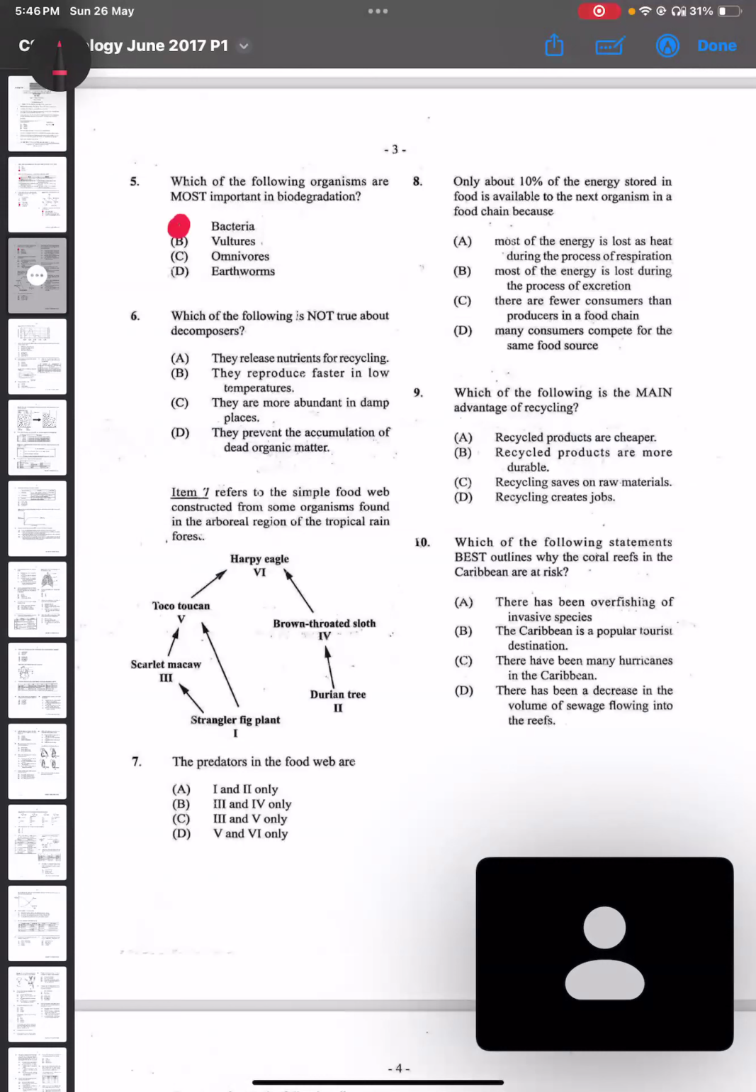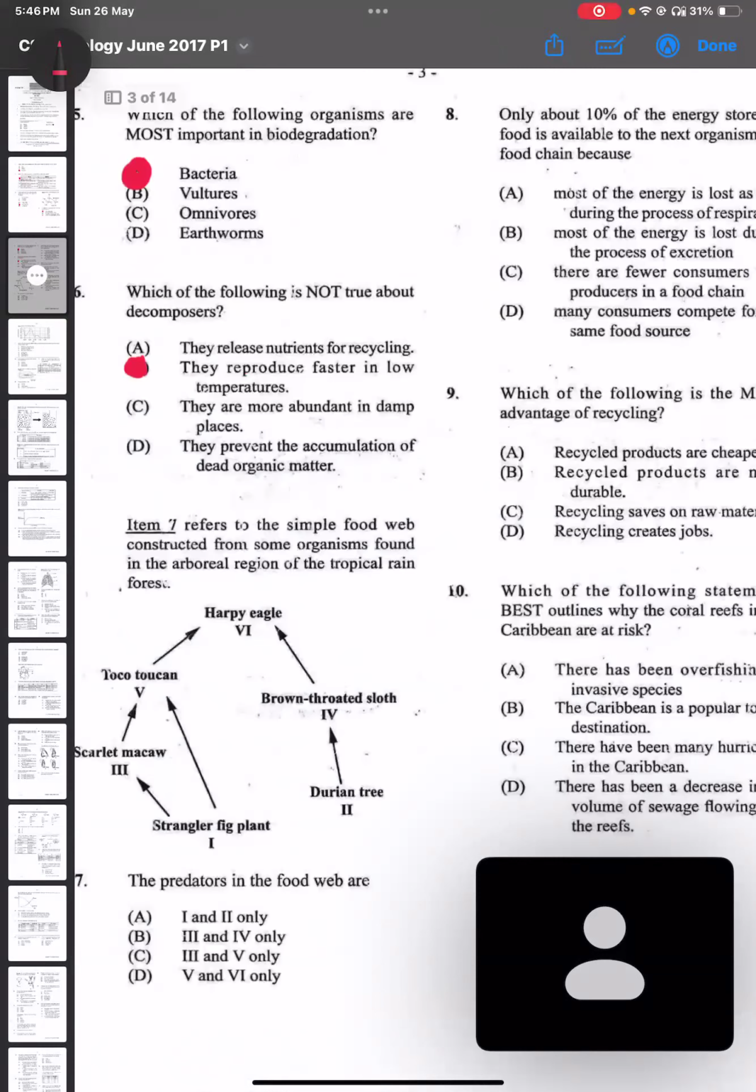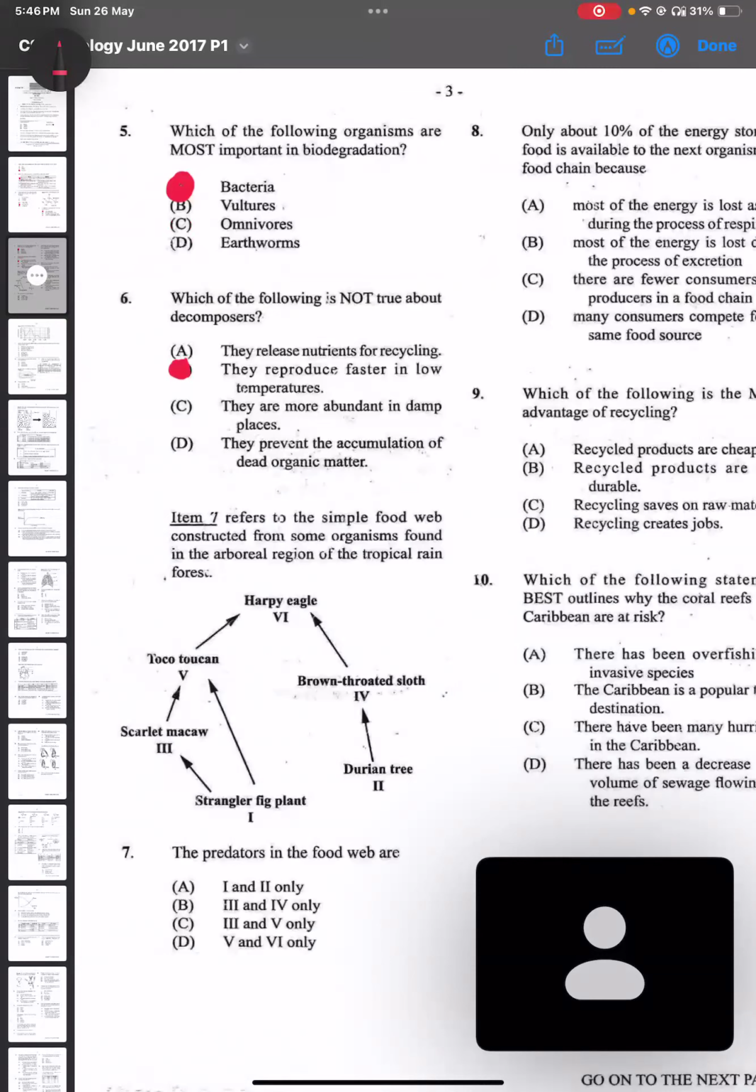For number 6, which of the following is not true about decomposers? They reproduce faster in low temperatures. That is why you put food or other substances in the fridge to keep them for longer, because it does not allow those things to reproduce at a fast rate. It slows down their reproduction or their growth. So we know that putting them in low temperatures would not increase their reproduction rate. So B would be the answer for number 6.